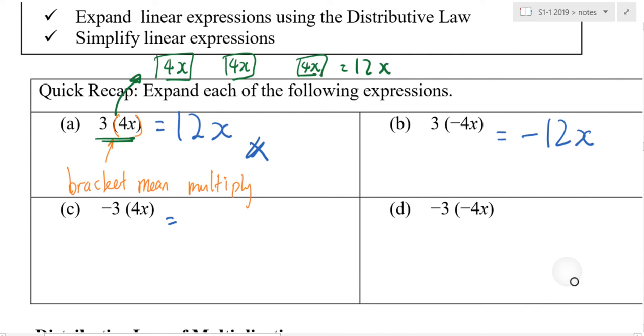What's the answer of this? Negative 12x. Now, let's try 3 and 4 together. Third one, write down your answer. Fourth one, write your answer. I will call you in 10 seconds. Write down your C and D.